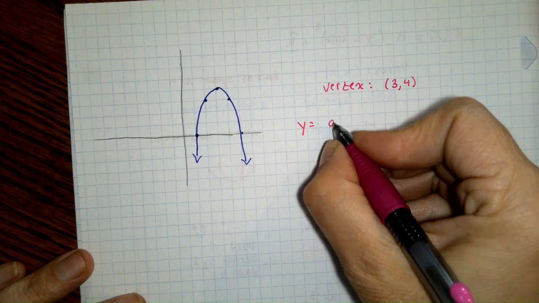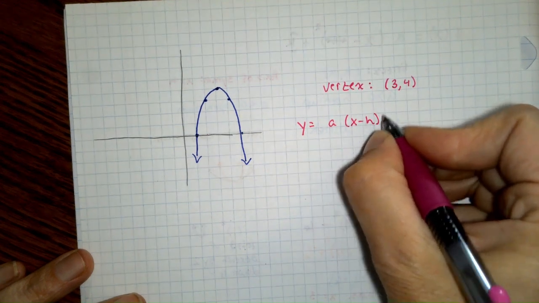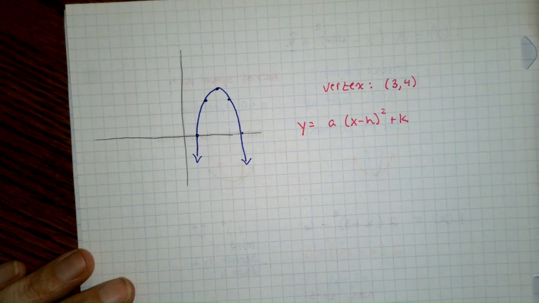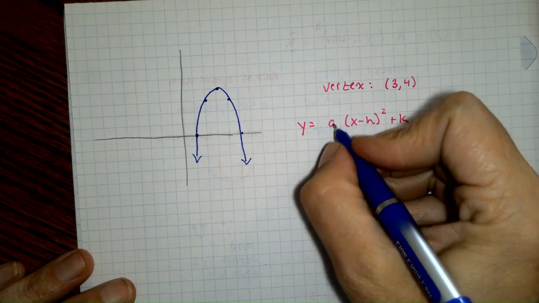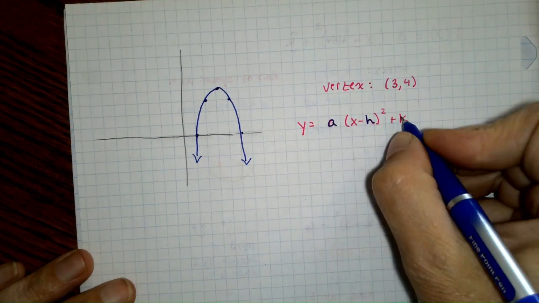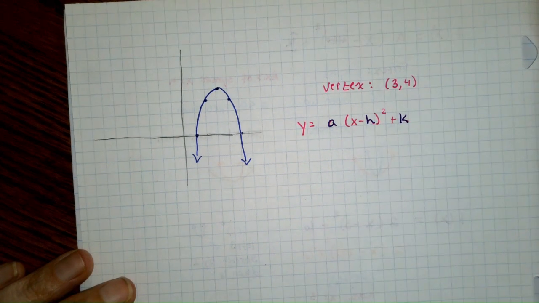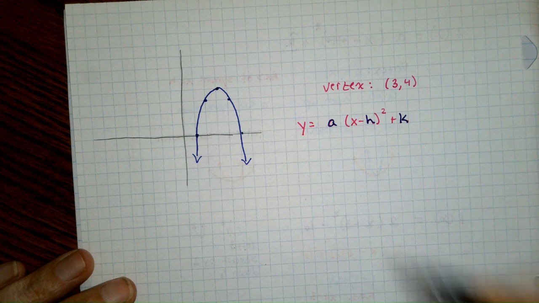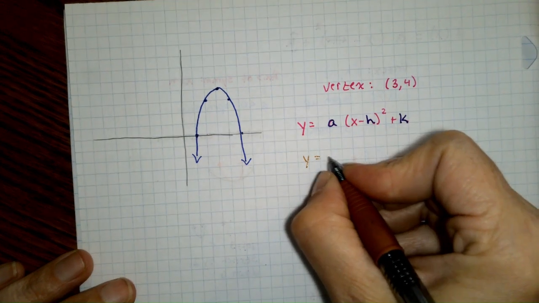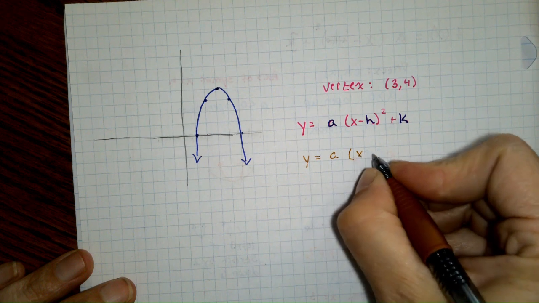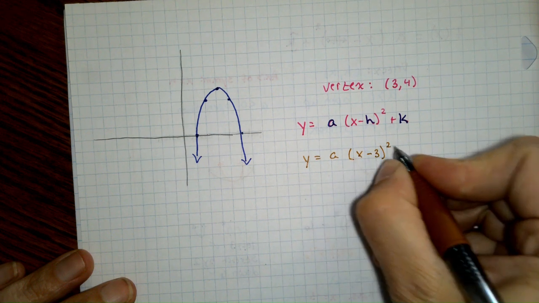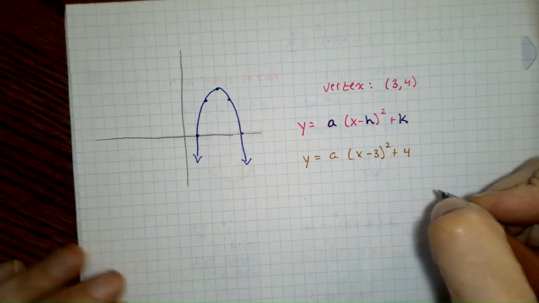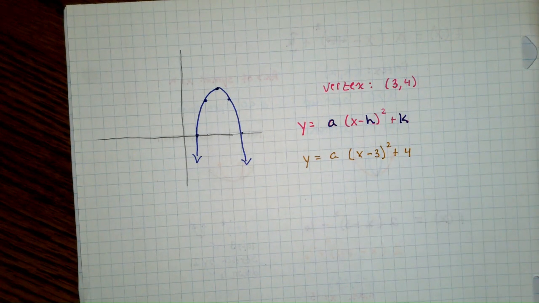According to our EOC formula sheet, we have to fill in these things. If we can fill in A, H, and K, we can be done. So remember, H and K are just our vertex. So y equals A, x minus our H, plus our K. Perfect. Not a bad deal.